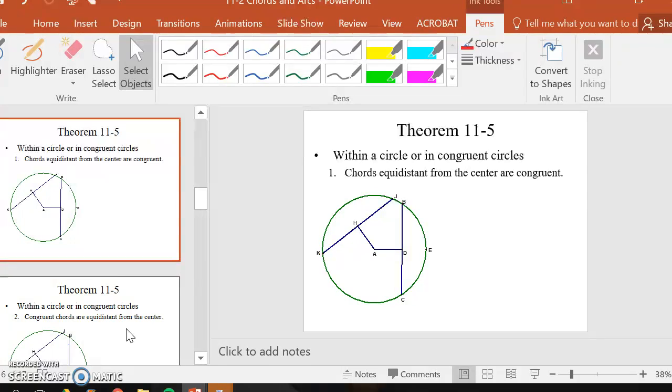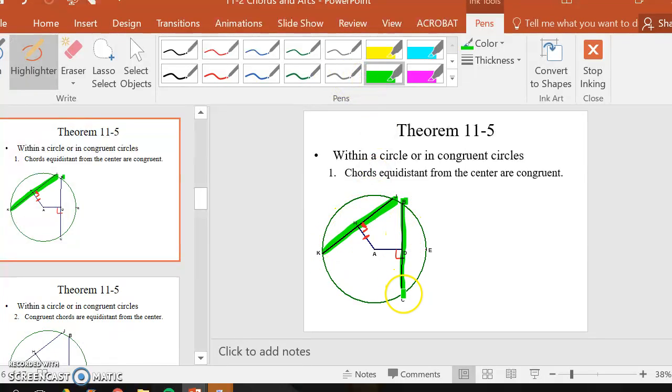so next, within a circle or in congruent circles, chords equidistant from the center are congruent. So now, anytime we talk about equidistant, if I'm going from the center to a segment, I need to have a right angle at the intersection of the two segments. Okay, now what they're saying here is if KJ and BC are equidistant, meaning these segments are congruent, then we can go ahead and say the chords are congruent.